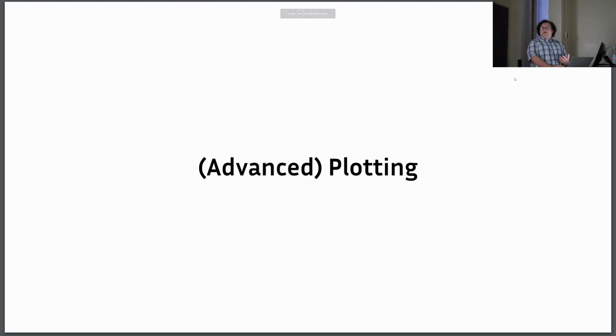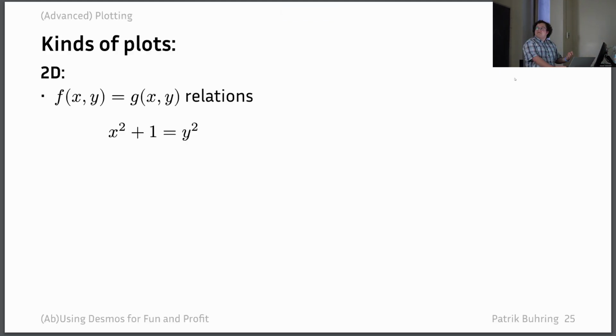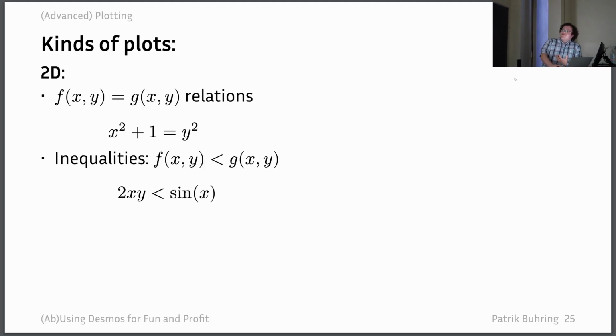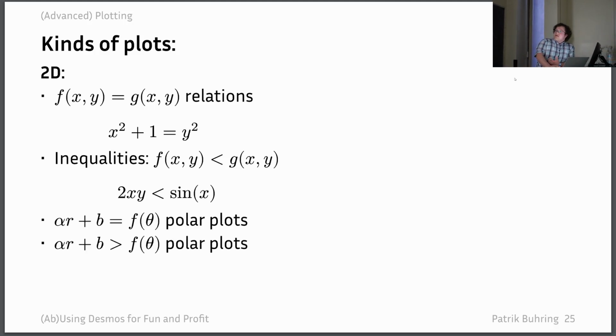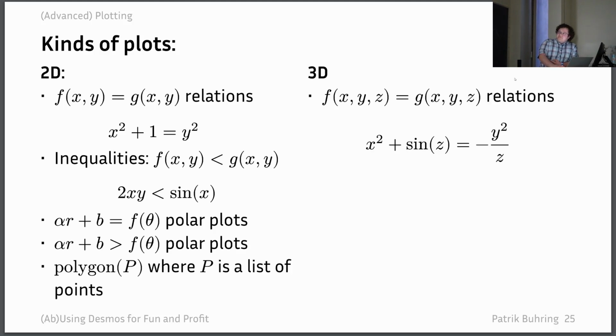So let's move on to advanced plotting. There are two flavors of plotting, 3D and 2D. For 2D plotting, you can graph f of x comma y equals g of x comma y relations, for example this plus 1 is equal to y squared. You can also plot inequalities. You can do polar plots, but polar plots have to be linear in terms of r. This is just a limitation of Desmos, unfortunately. You can also plot a polygon P, where P is a list of points. That's how I created the grid on the earlier clicker example.